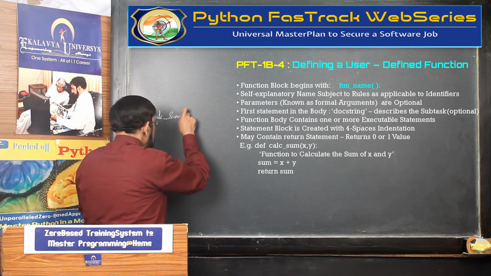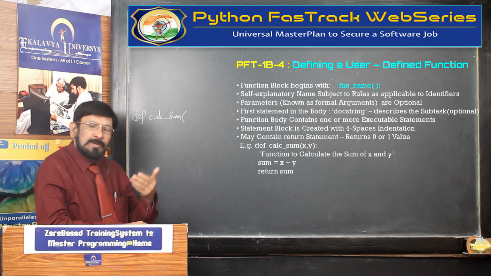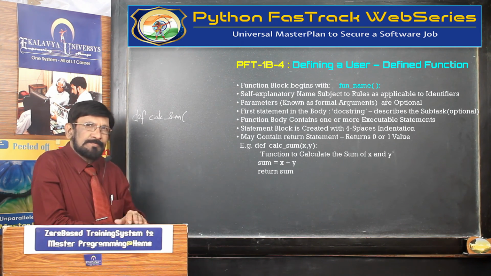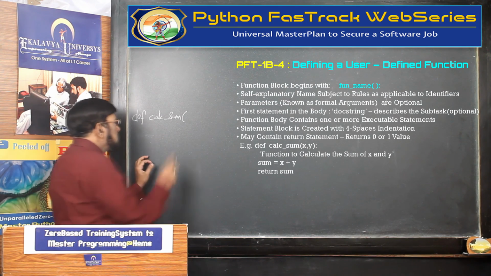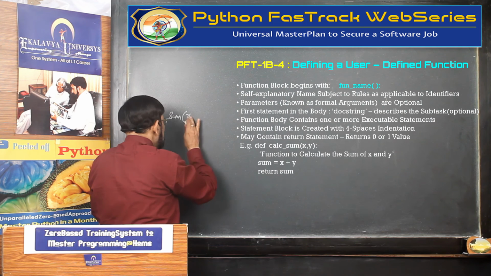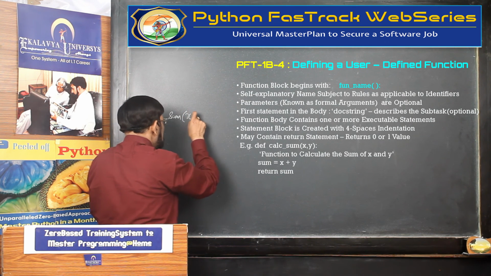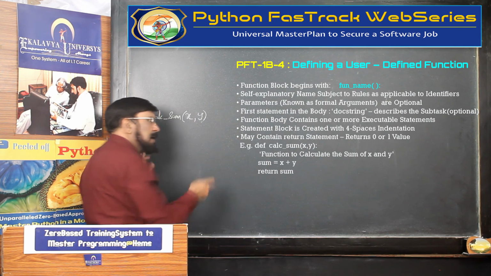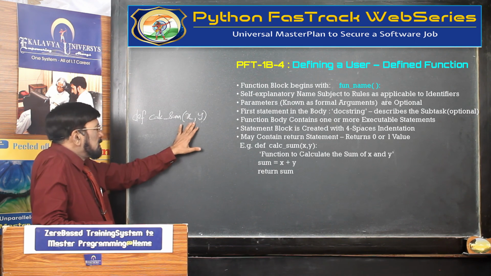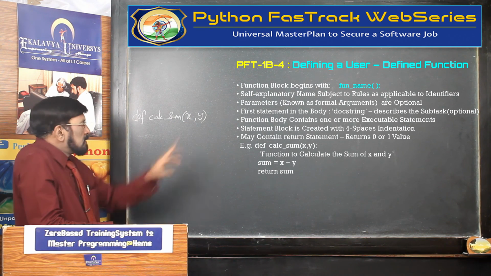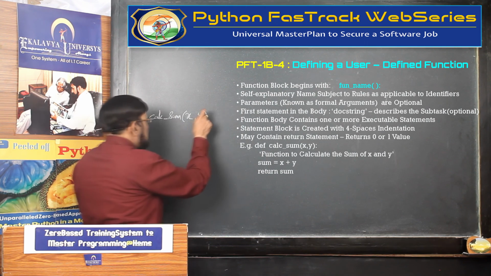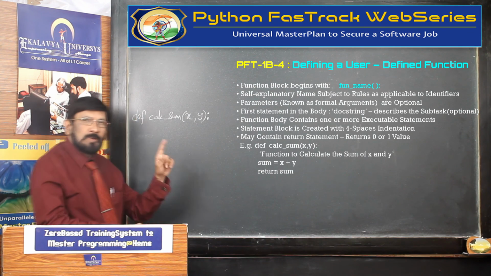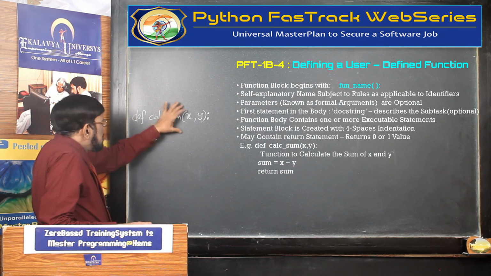So for calculating sum, some arguments are required. These are called formal arguments or parameters. Two words are used, don't confuse. Here, minimum for calculating sum, how many operands, how many arguments are required? Minimum two arguments are required, or any number of arguments may be required. In this case, we are taking only two arguments, x and y. Thereafter you must remember one colon, this is not a semicolon. You have to write that. This is the header.